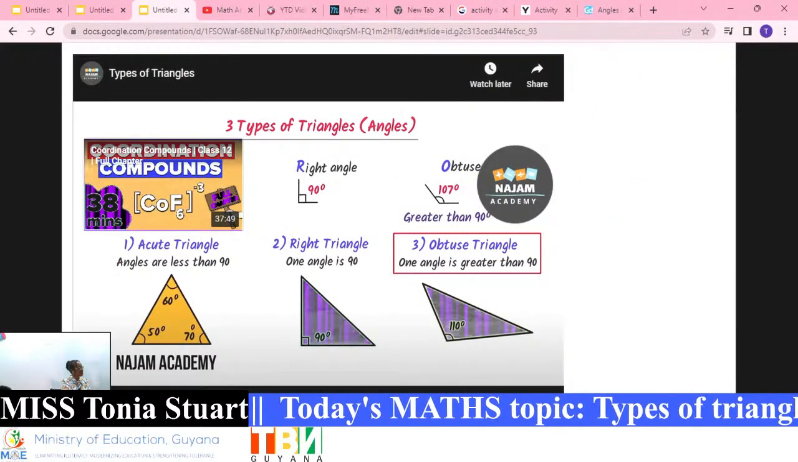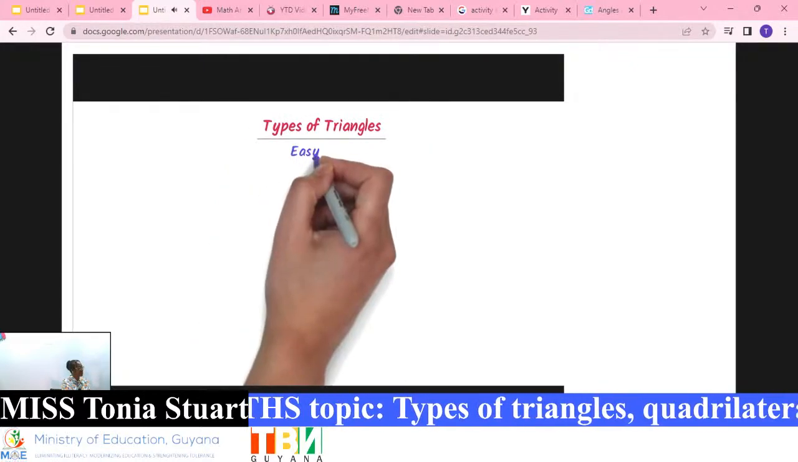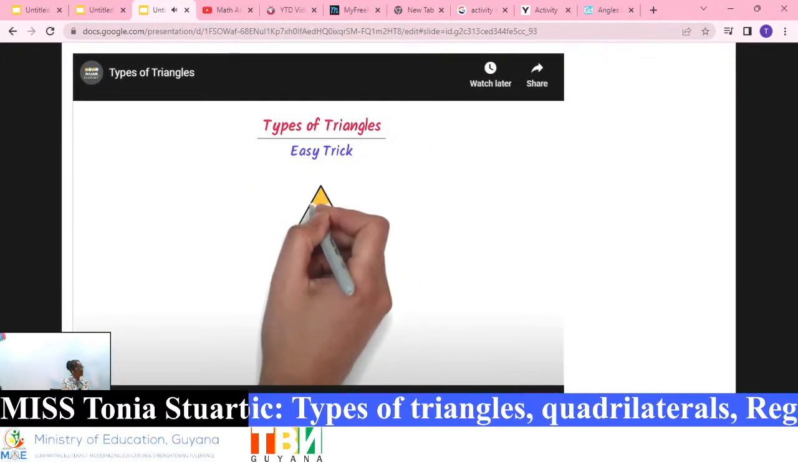Acute triangles. Acute triangle. Types of triangles and an easy trick to remember them.